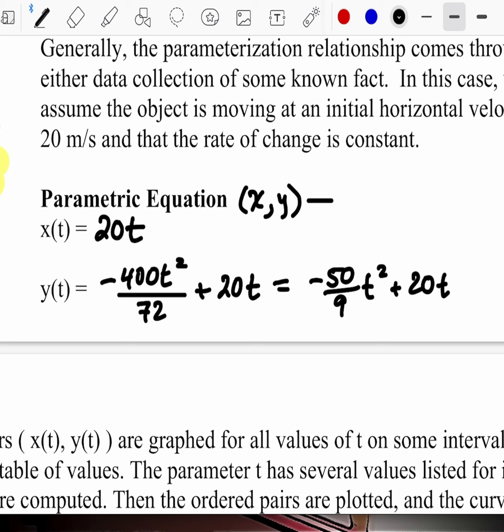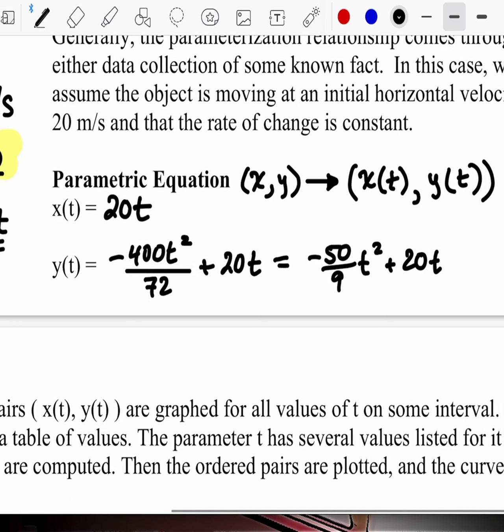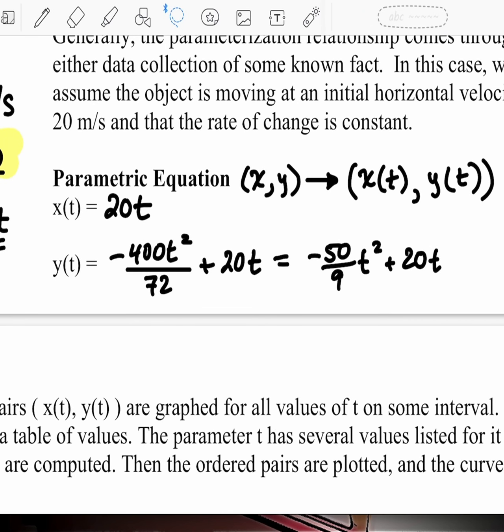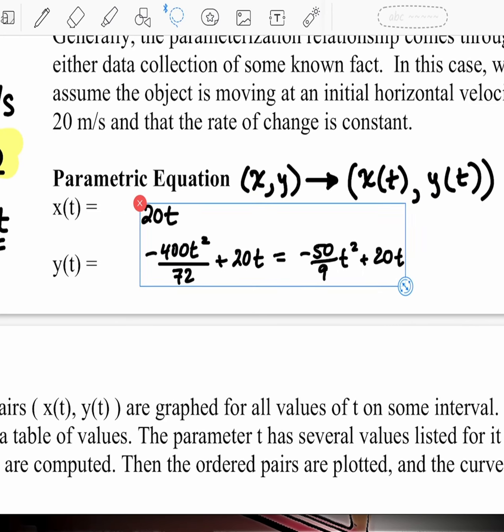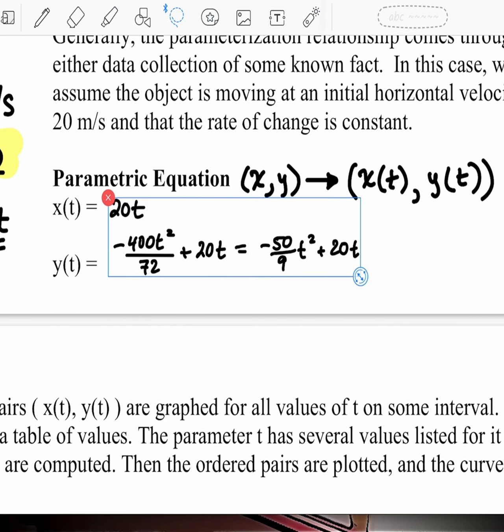Any coordinate in space can be represented by x comma y. But if x is a function of time and y is a function of time, then we could also represent a coordinate in space by x of t comma y of t. So that allows us to make really a variable set of coordinates, which is actually kind of cool to think about.